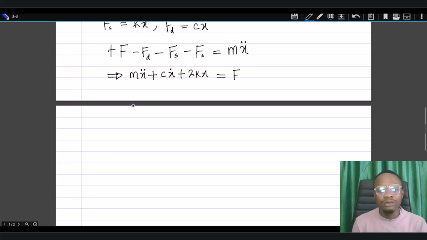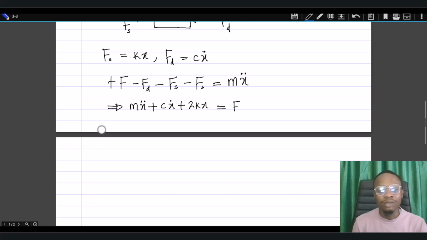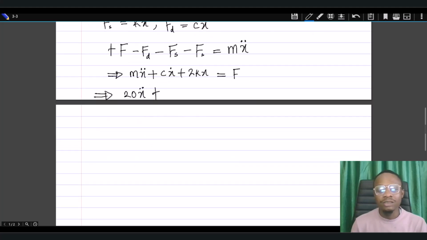So this will give us the mass, which is also provided. What is that mass up there? It is 20 kilograms, so we're going to put that in as well. So we have 20 multiplying x double dot, then plus c. We have c up there. Let us check that again, to be 125. Okay, c is 125.